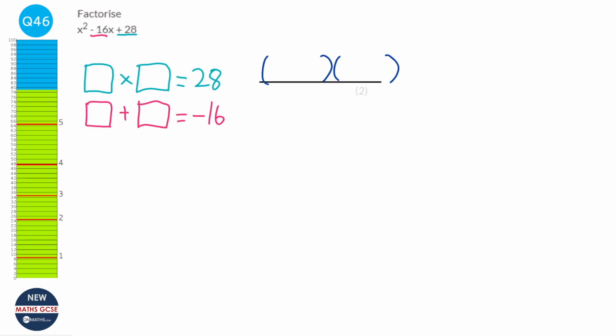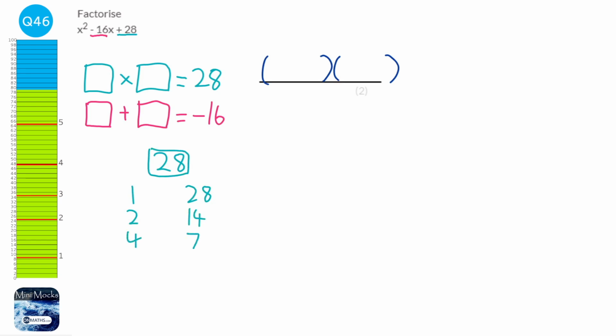So something you can do is just quickly write down the factors of 28, and so that's going to be 1 and 28, 2 and 14, 4 and 7. Now, they can actually both be negative as well. So minus 1 and minus 28 still multiply together to make 28. Minus 2 and minus 14. And minus 4 and minus 7.